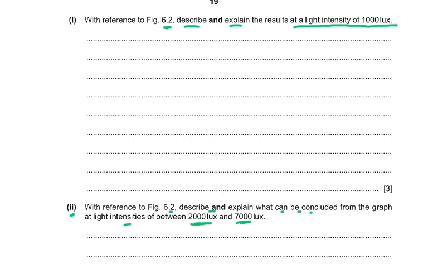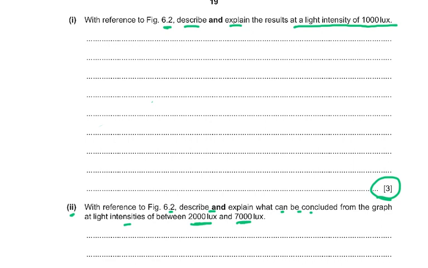So first is, with reference to figure 6.2, describe and explain the results at light intensity of 1000. And this is 3 marks. So be very careful what you write here, because if you write something here and then you write the same thing here, well, then there's something wrong. There cannot be 1 mark scheme for the same stuff you wrote here and the same stuff you wrote here. So please remember, you have to be careful what you write. What you write here should not be duplicated in the second part, because in one place then it is wrong.